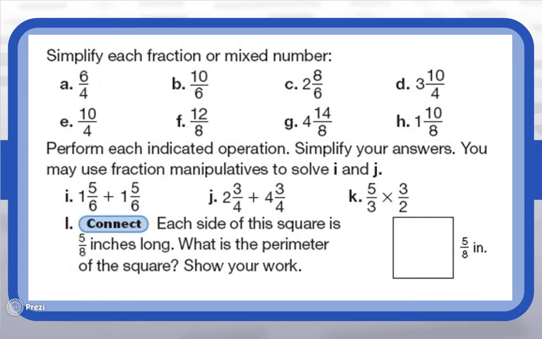So that's your lesson for today. If you have any questions, write those questions on the back. Simplify these mixed fractions from A through H, and then I through K, you're going to add them. And then for letter L, you need to find the perimeter if each side was only 5/8 long. Okay, make sure you show your work when you do that.